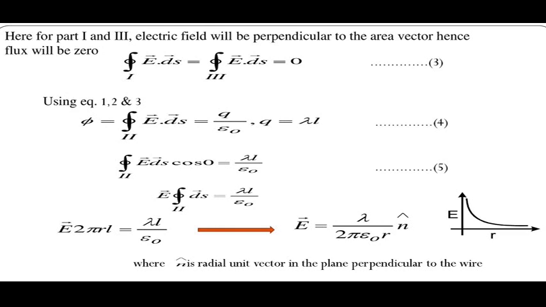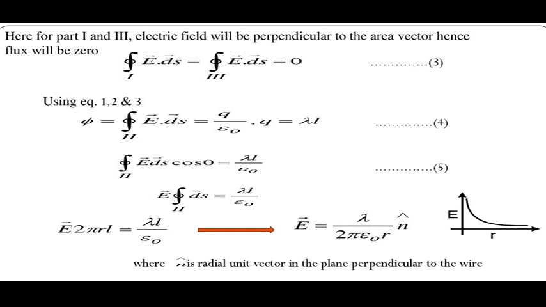Cos 0 is 1, so we are only left with E ds and its integral. Now the electric field is uniform, so it will come out of the integration and we have simply the integration over the curved surface area of the cylinder, which is nothing but 2 pi RL. So finally we have the electric field, for a linear charge distribution, as lambda upon 2 pi epsilon naught R. So here the electric field varies as 1 by R, as you can see in the graph also. With the increase of distance from the wire, the electric field will decrease. Here n is the radial unit vector in the plane perpendicular to the wire.